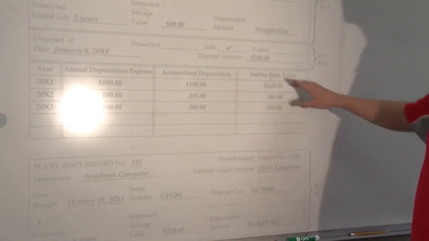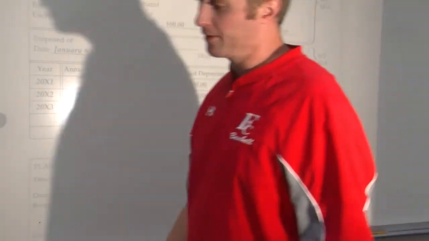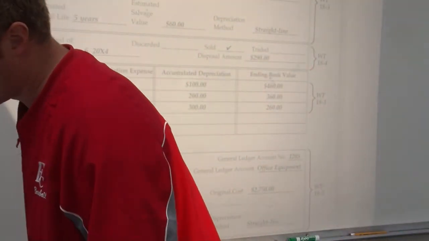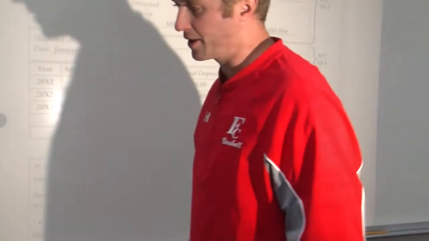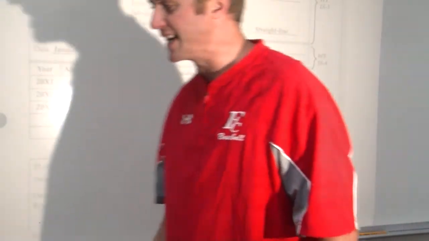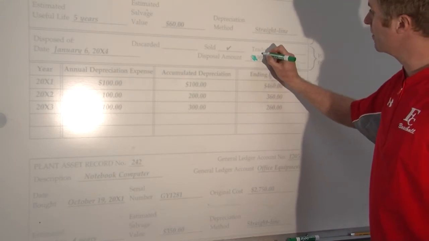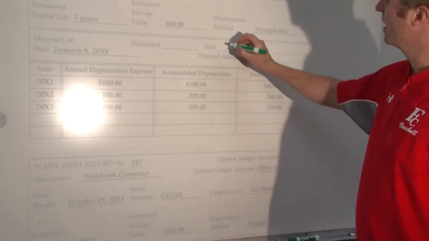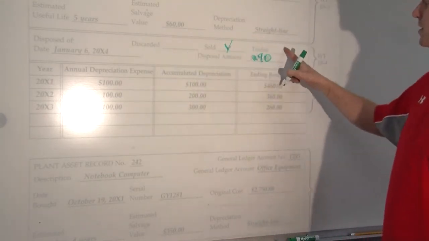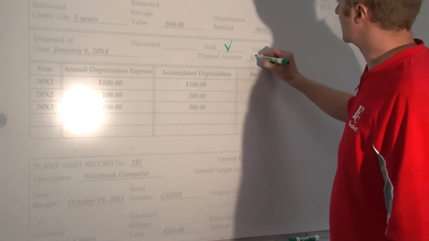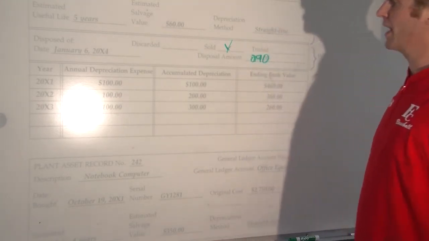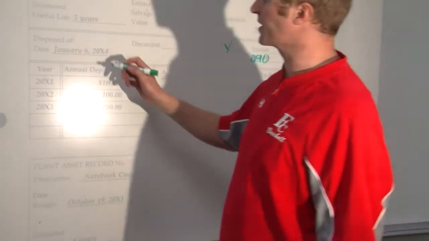First things first, the information said that on January 6th, we're going to sell the computer monitor for $290, X4. So right here, make sure you put $290, and then we sold it. We didn't discard it. We didn't trade it. We sold it. So $290, and we sold it on January 6th.